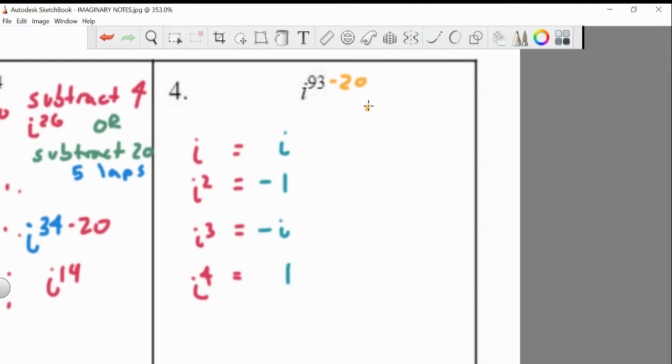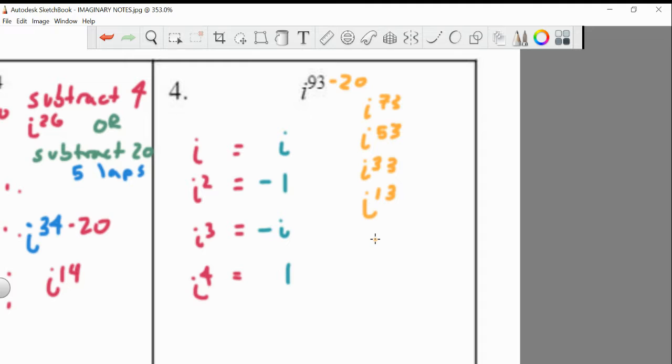93 minus 20 is 73. So I've got i to the power of 73. And I'd think, still too lazy to count to 73. So I'd subtract 20 again. i to the power of 53. And I'm probably still too lazy to count to 53. And then I'd subtract 20 again. i to the power of 33. Probably still too lazy to count to 33. And then I'd subtract 20 again. i to the power of 13.